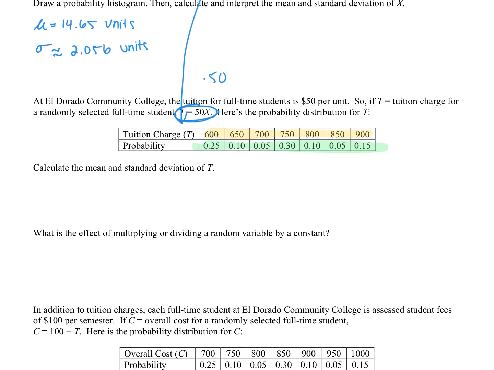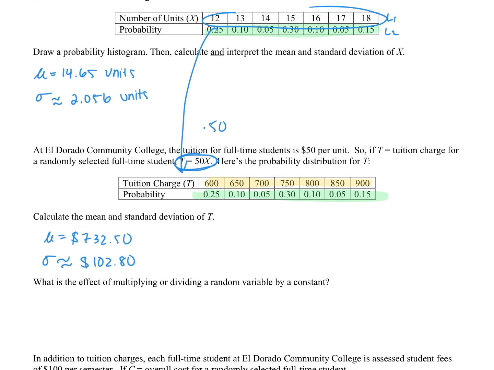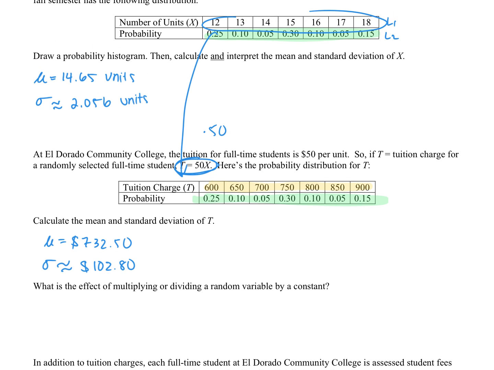Okay, did you get the exact same graph? You should have gotten the exact same graph, did we? Okay, I didn't actually calculate it, but what did you get as the mean? $732.50. Standard deviation, again, I didn't calculate. What did you get? 102.8. You guys agree? Okay, so the question is, did we actually have to do all of that work? Did we have to put that back in the calculator?